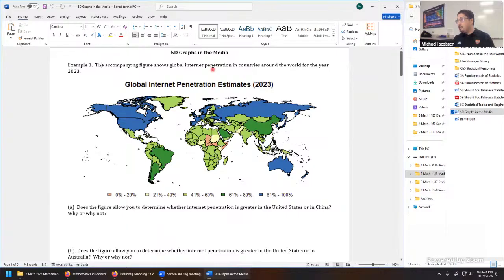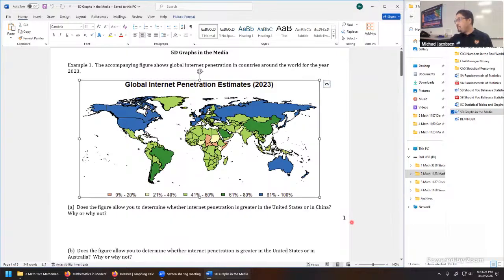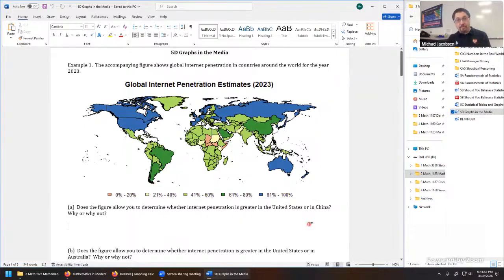Example 1 says the accompanying figure shows global internet penetration, probably defined as how many people in the particular country are connected to the internet in countries around the world for year 2023. So it's definitely a graph, quite a lot different than the graphs that we did in the prior sections. This is not a time graph or a bar chart in any sense. We're looking into geographical data together with a measurement of internet penetration.